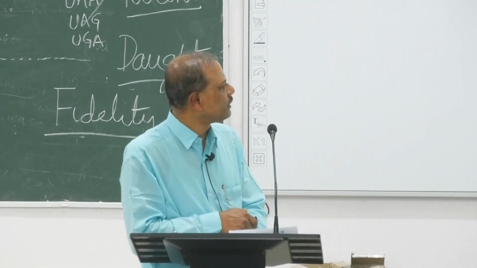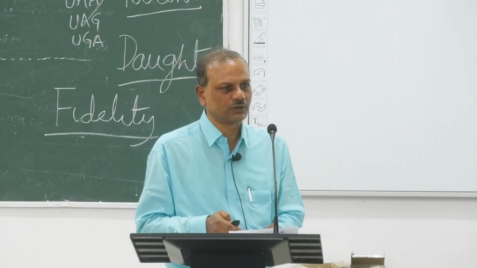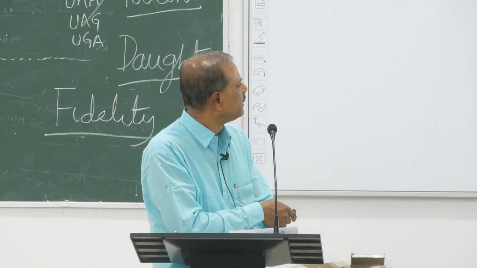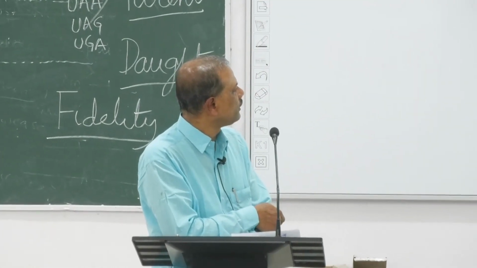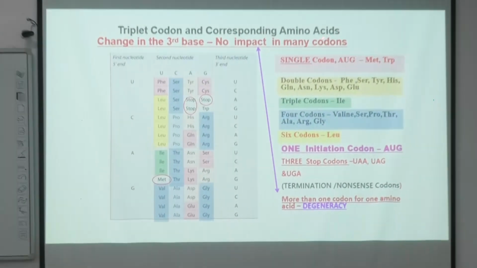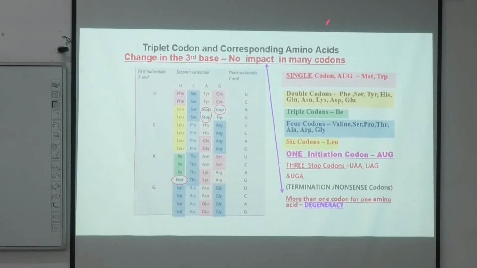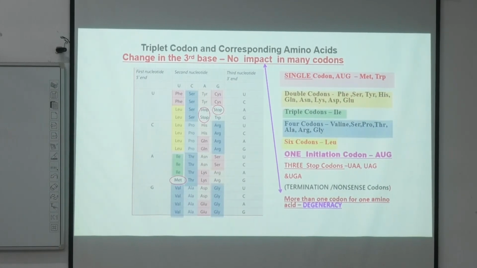And there are multiple codons for the same amino acid. I will tell you. See, if this codon changes on the surface, there is no impact. I described this in detail in the previous slide, the number of codons, this codon and this codon. So more than one codon, that is degenerate.